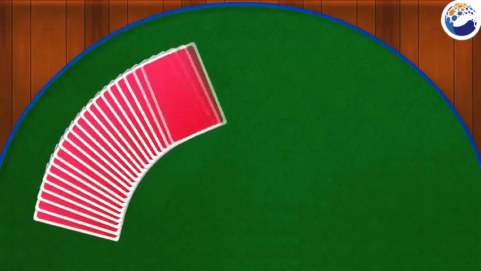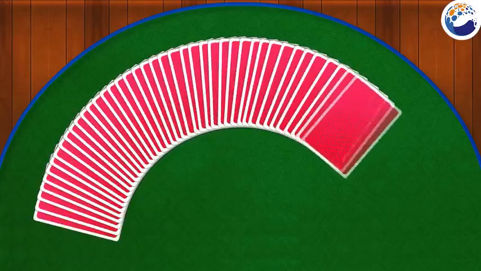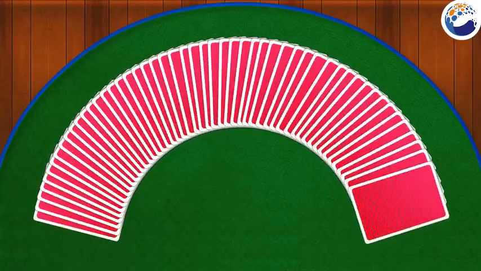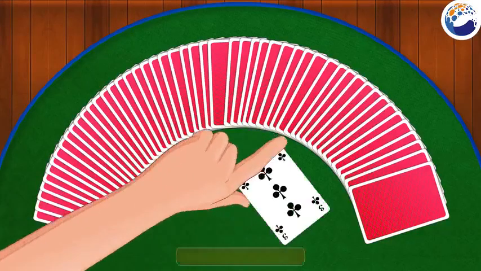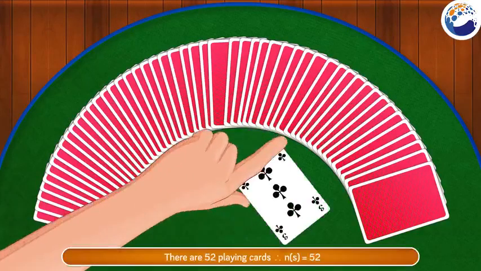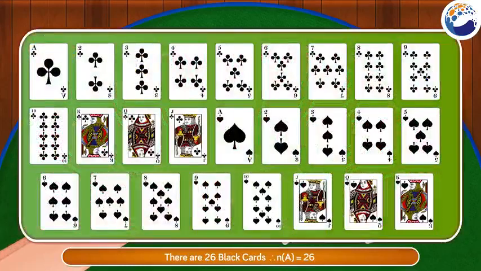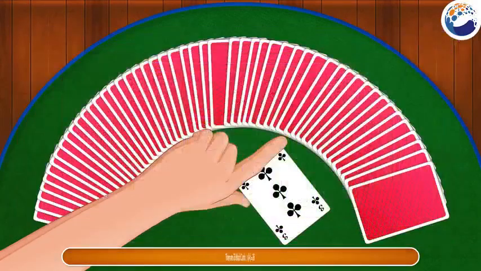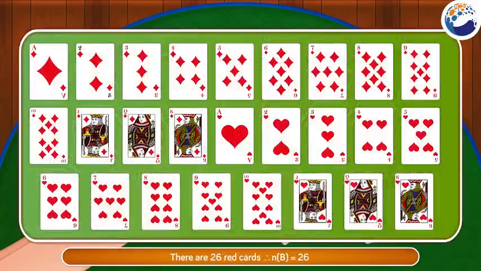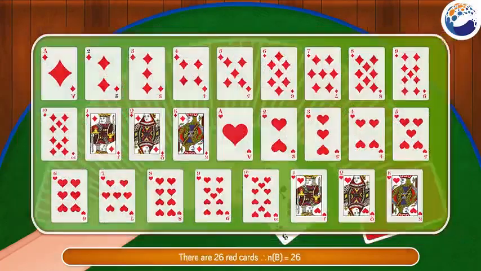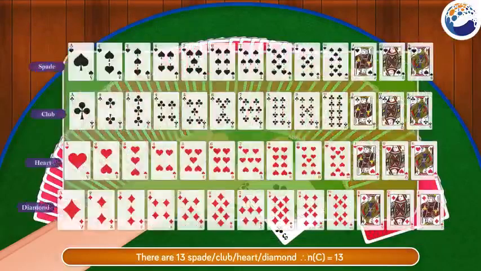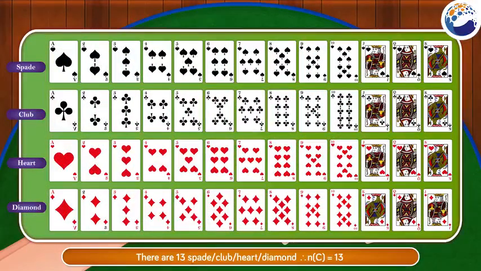A random experiment using playing cards. Let us consider a deck of well-shuffled playing cards. In all, there are 52 playing cards, therefore, n(S) = 52. There are 26 black cards. Therefore, n(A) = 26. There are 26 red cards. Therefore, n(B) = 26. There are 13 spade, club, heart and diamond cards for each suit. Therefore, n(C) = 13 for each of them.